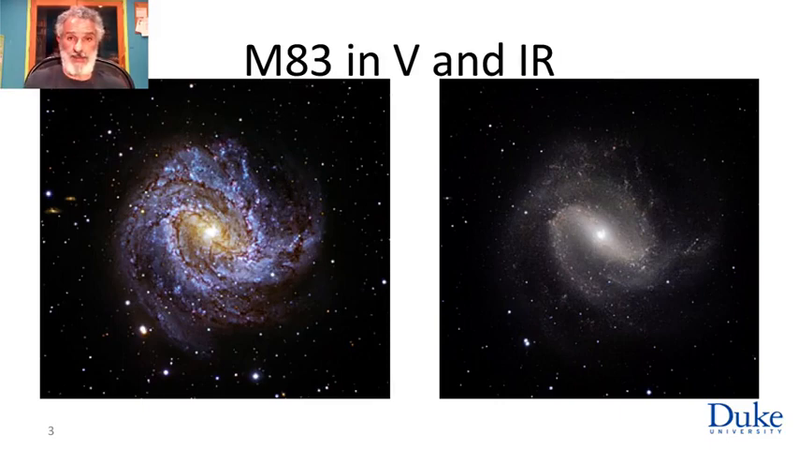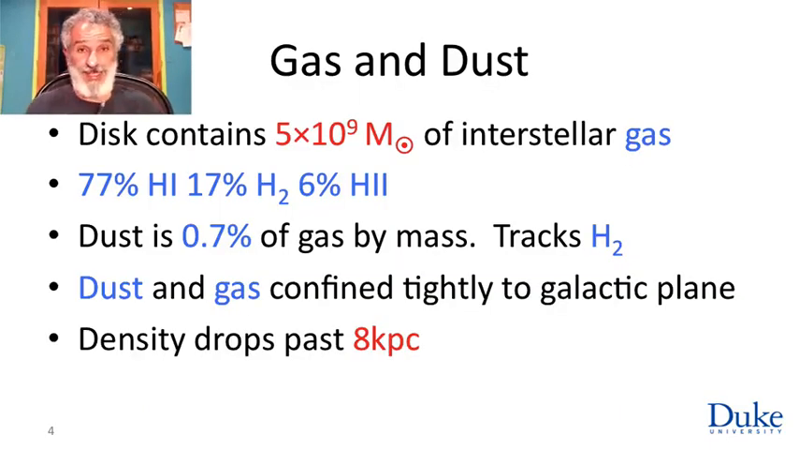Other than that, the disk, of course, is the location of most of the gas and dust in the inner galaxy. As we said, the gas is only 5 billion solar masses, so something like 7 or 8% of the mass of stars in the disk exists in the form of gas. This is mostly atomic hydrogen, some molecular hydrogen, some ionized hydrogen, and of course traces of everything else. The dust, as I said, is tracked well by the gas, or the molecular hydrogen is tracked well by dust.